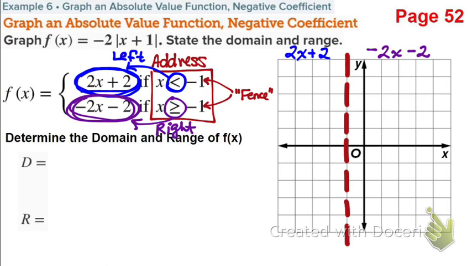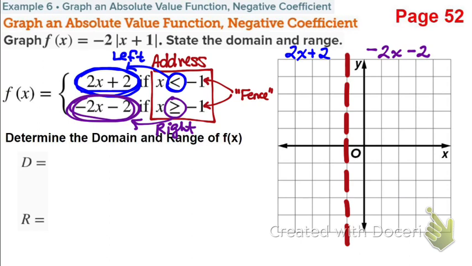Which rule owns the fence? Which one would get the solid, the filled in dot? This one right here, right? Because it has that or equal to. So he gets the filled in dot where he hits the fence. This one does not.